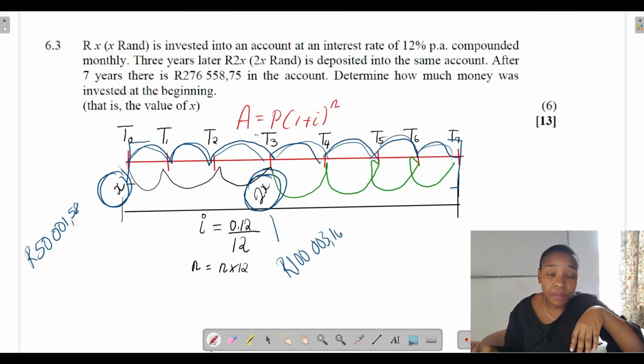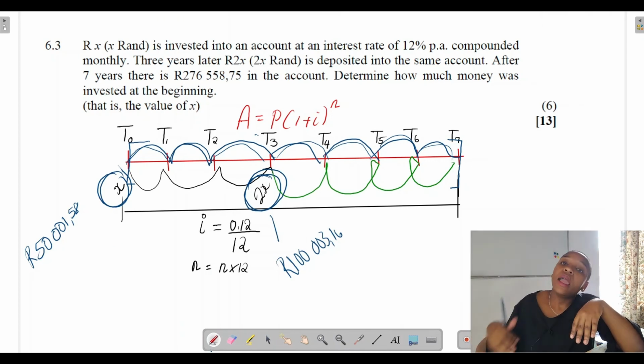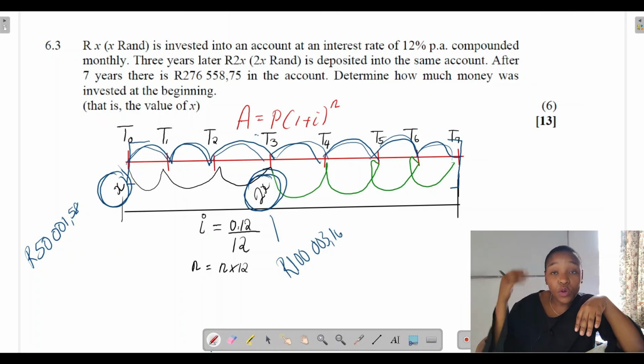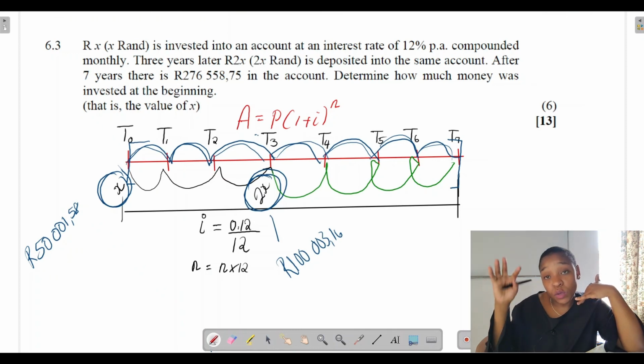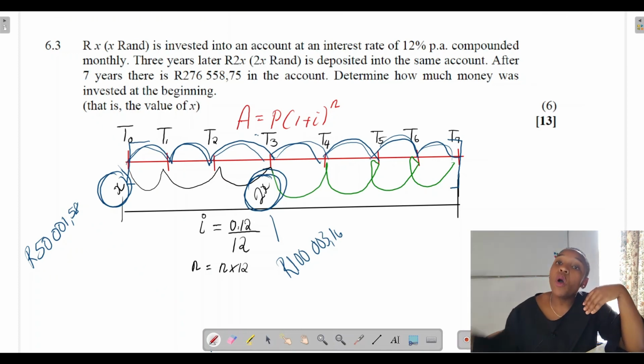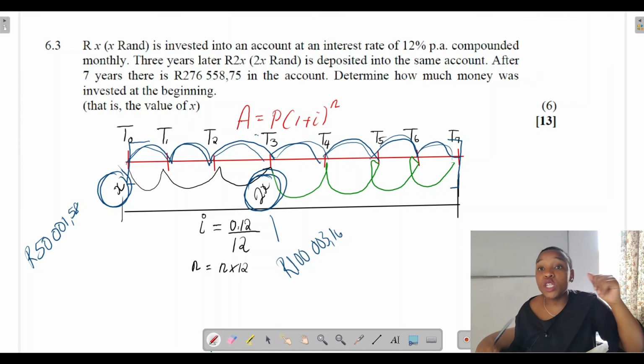If it's compounded semi-annually, you just multiply the value of your n by 2, and your i you divide by 2. If it's compounded quarterly, for the value of your n, you multiply it by 4, and for your value of i, you divide by 4, right? But I'm going to do more tutorials on that so that you guys are aware of that too.